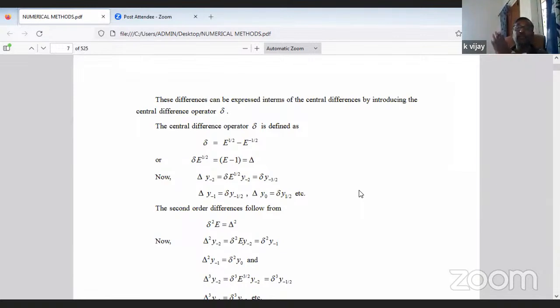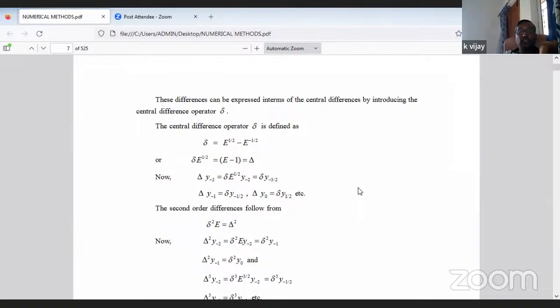These differences can be expressed in terms of the central differences by the central difference operator. The central difference operator delta is defined as delta is equal to E power 1 by 2 minus E power minus 1 by 2. We can write del as E minus 1 into delta. So del of y minus 2 is equal to delta into E power 1 by 2 times y, that is also delta of y, where in place of y we write y of minus 3 by 2.